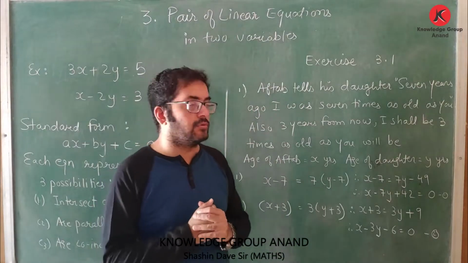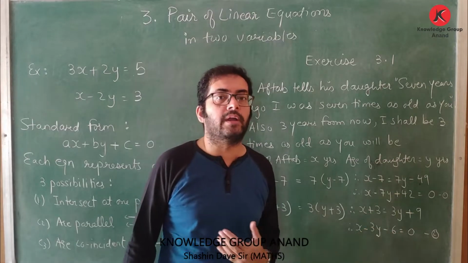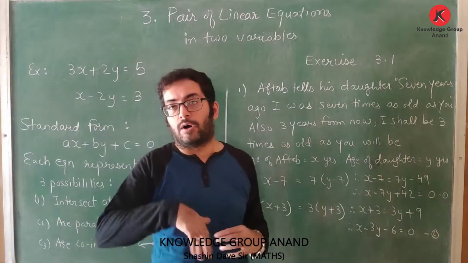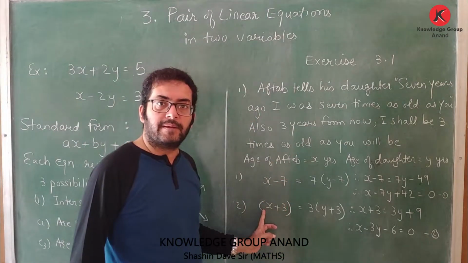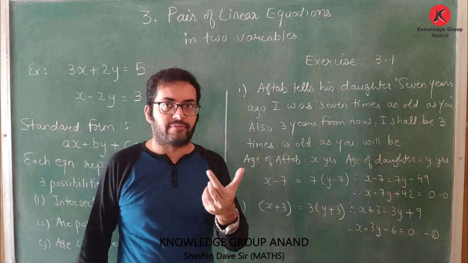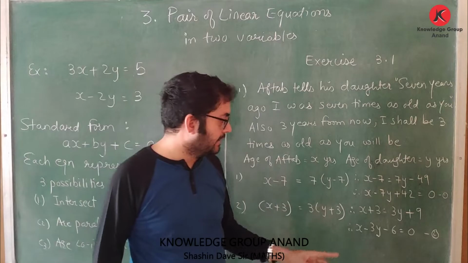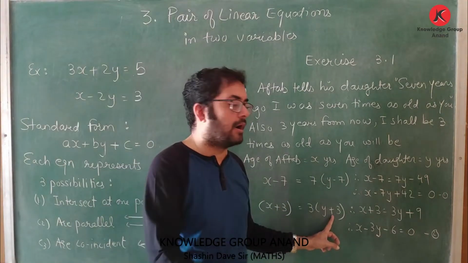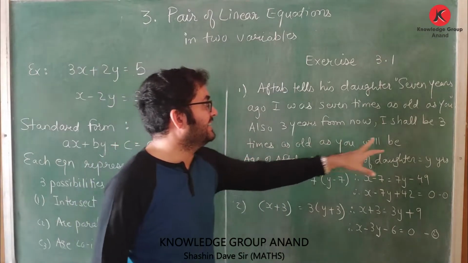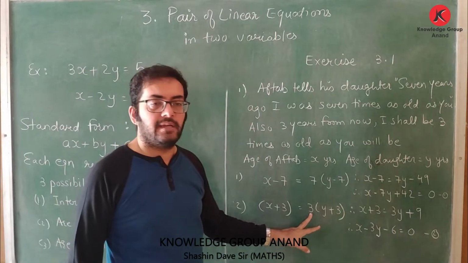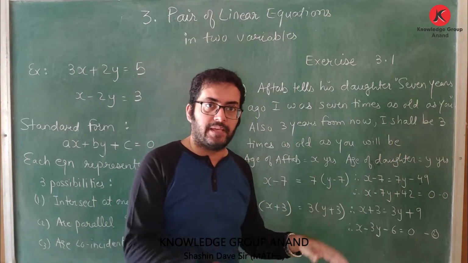Now let us pay attention to condition number 2. I am talking about 3 years from now. So I have to add 3 years. So 3 years from now will be represented as x plus 3. So the age of Aftab 3 years from now will be x plus 3. Similarly, the age of his daughter 3 years from now will be y plus 3. Now how many times his age will it be? His age will be 3 times. So I will multiply the daughter's side by 3 to balance the equation.